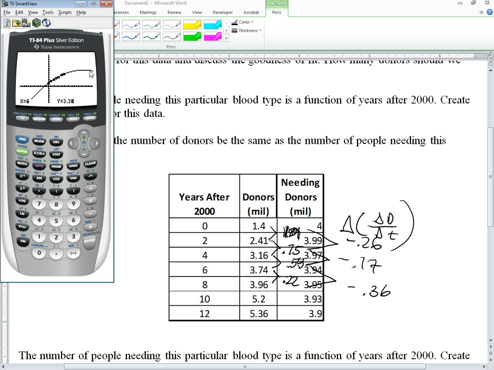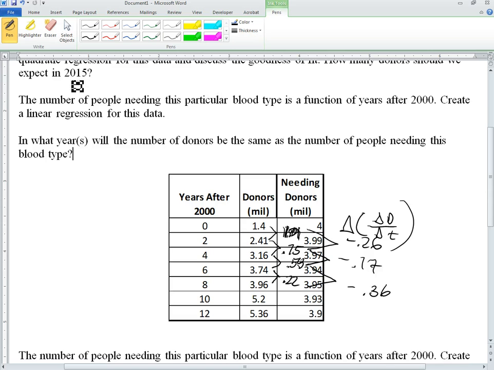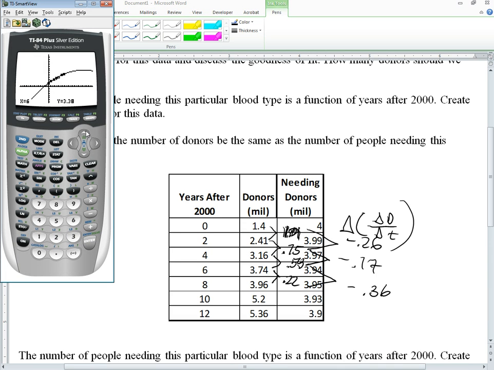Now we don't know for sure. Now we want to know what it's going to be in 2015, so I am going to go over to second graph, and I can just scroll down to year 15 and figure out what that is. So it's 6.05. So I would expect 6.05 million donors, which is still going up in that particular year.